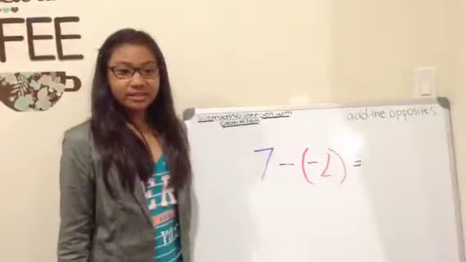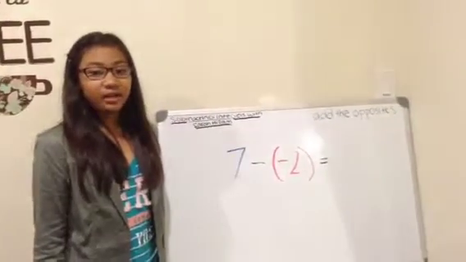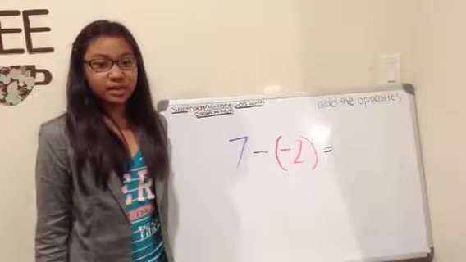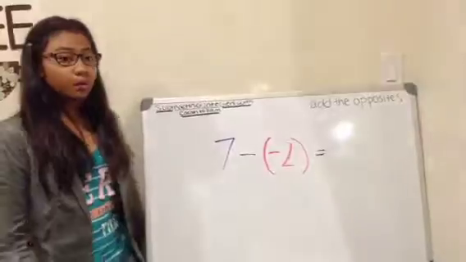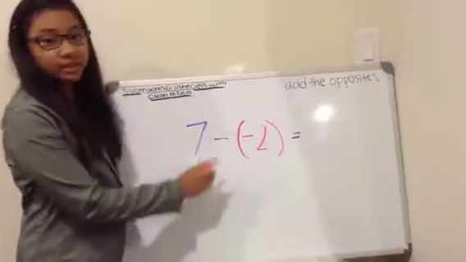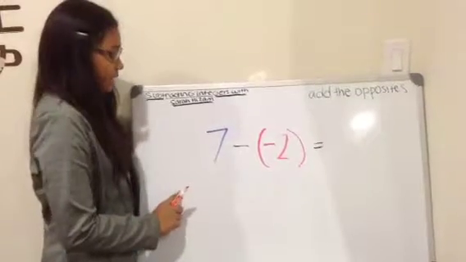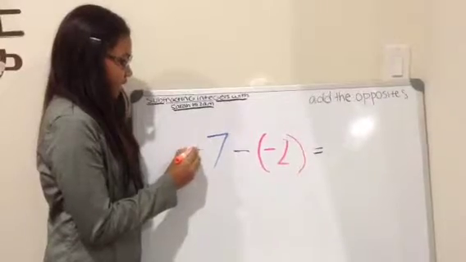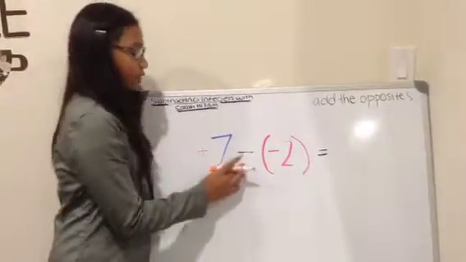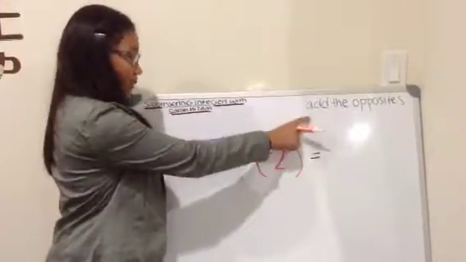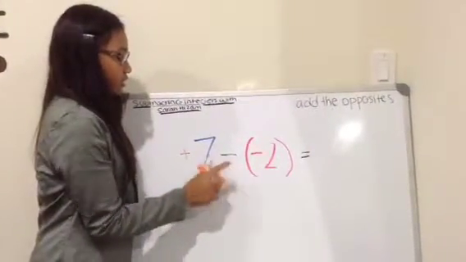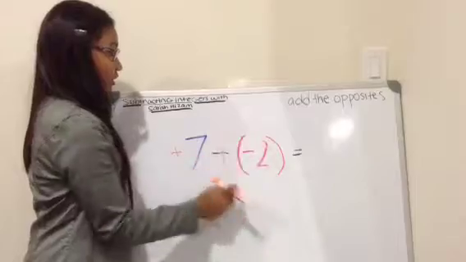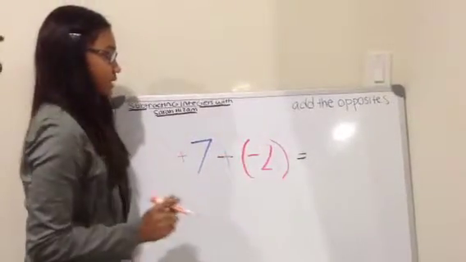The third strategy to subtract integers is to add the opposite. Based on the same equation, let me show you how to subtract integers by adding the opposite. With this strategy, we will leave the first integer as it is. In this case, it's a positive number, so it will stay a positive number. As for the subtraction sign, you have to add the opposite, so it will be changed into an addition sign.